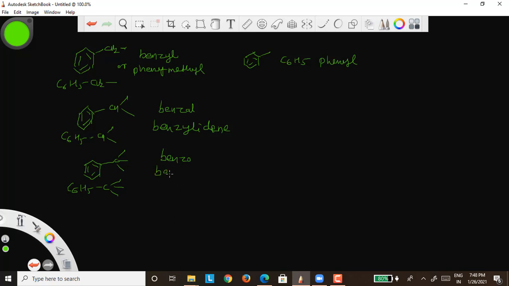Okay, benzylidyne, because C triple bond means YNE, C double bond means ENE. Okay, so that's why benzylidene, or benzo you give. This is easy to apply in IUPAC. Benzyl group also you can tell.